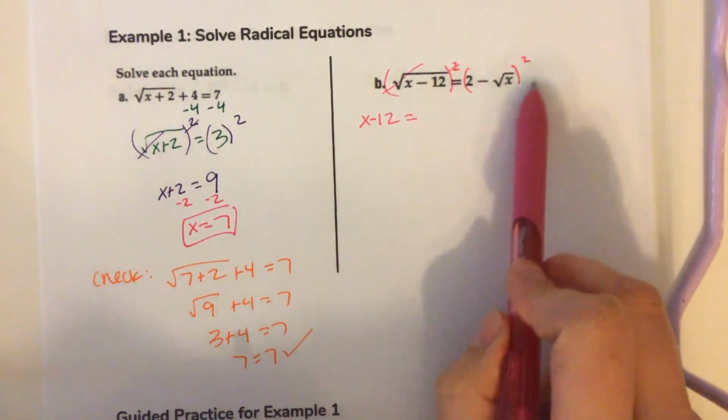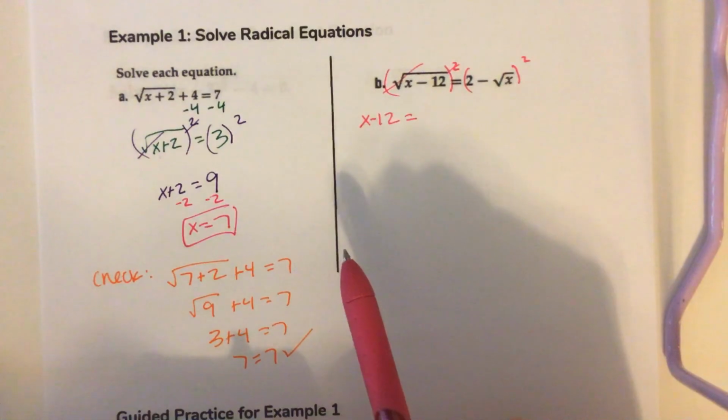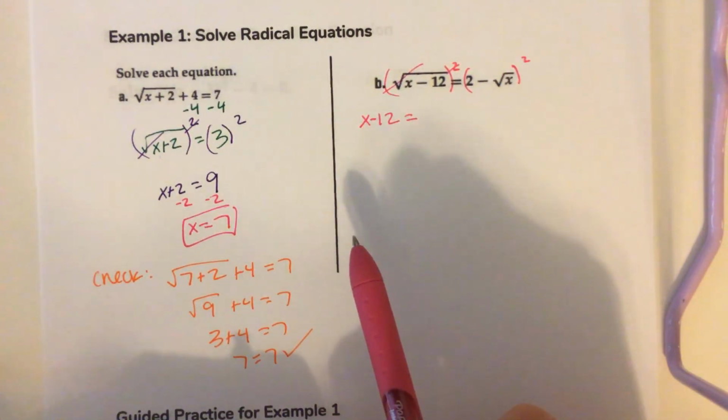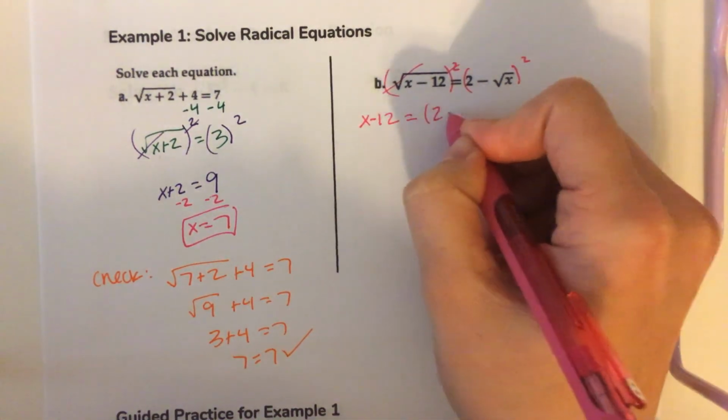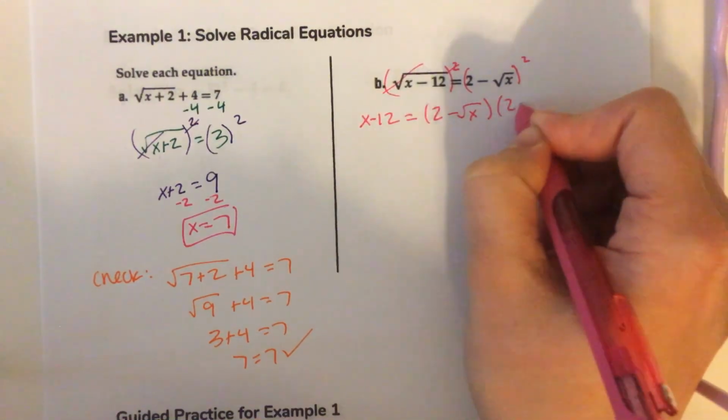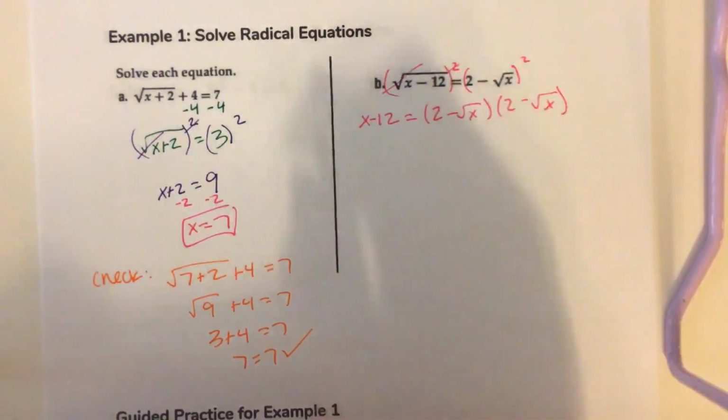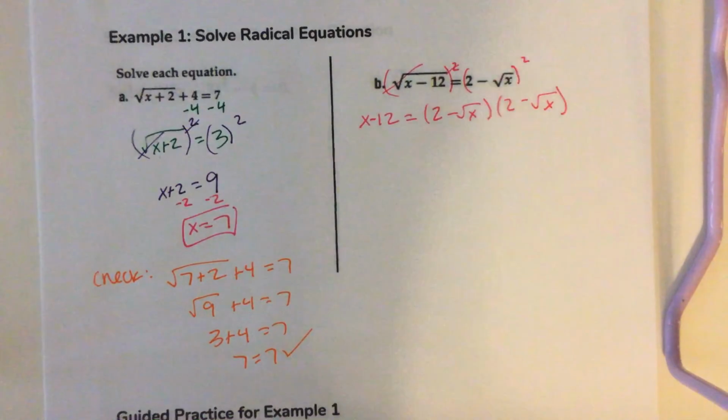I hope you guys are guessing, yes, we are going to have to FOIL this. That's why I put the parentheses there, so you guys would know how to FOIL. So I'm going to rewrite my expression like so. And I'm going to FOIL.